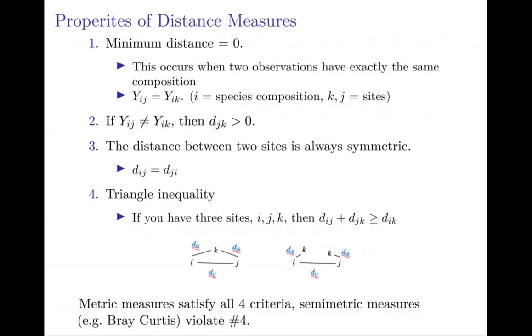However, you can have a set of 3 sites where that's not necessarily true. If you look at the image on the right, you can see that dik and djk, if you summed those, would not be greater than dij. And so metric measures satisfy all 4 of these criteria, and semi-metric measures, such as Bray-Curtis, which we'll talk about in a second, violate number 4. So some can violate that 4th triangle inequality property.